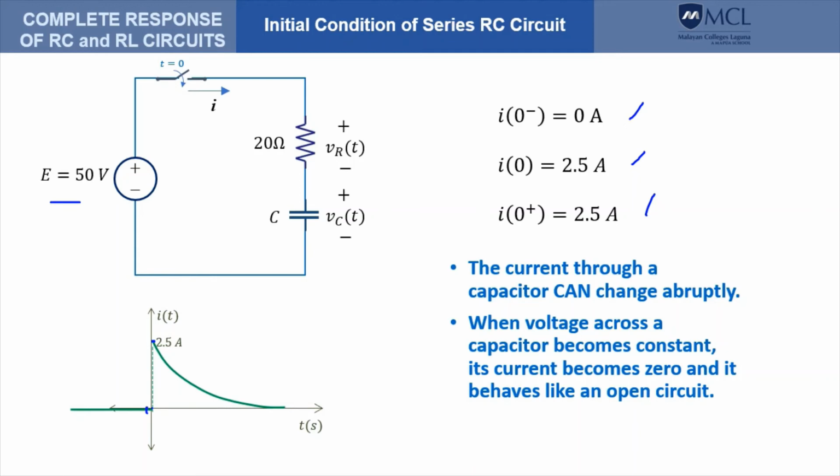What is not possible is the voltage. When the voltage across a capacitor becomes constant, the current becomes 0 because, take note, I through the capacitor is C dVc/dt. If V sub C is a constant, getting the derivative will give you 0. So that will make your I 0. And if the current through a capacitor is 0, you could interpret that capacitor as an open circuit. So it behaves like an open circuit.